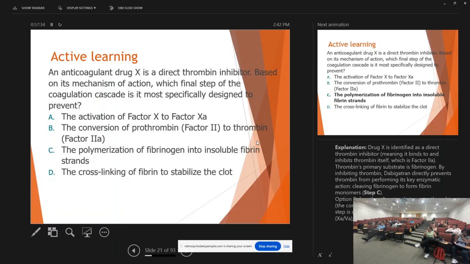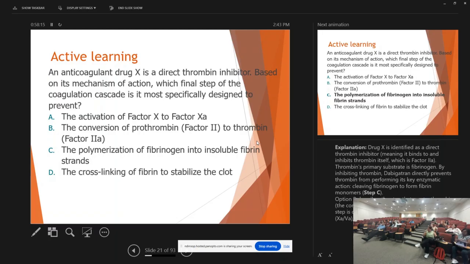That's C, right? What do you think? I don't want to just give the correct answer. I want you to help. Is there any confusion here? It's just where the inhibitors are acting. That's what you need to think about.